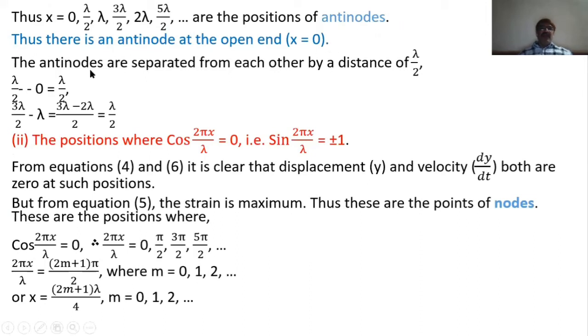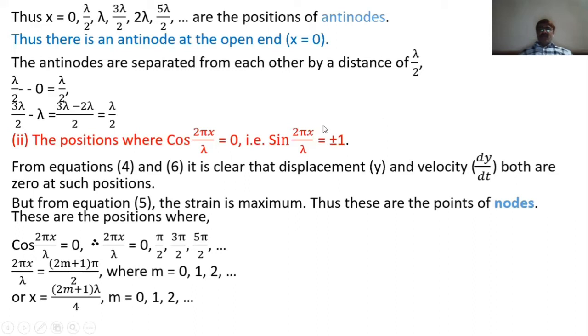Okay, and thus there is an antinode at the open end. So this one thing is clear. Another point is that if we are checking the distance between two consecutive antinodes, it will be lambda by 2 minus 0, simply lambda by 2; lambda minus lambda by 2, simply lambda by 2; 3 lambda by 2 minus lambda, it will be simply lambda by 2. That means antinodes are separated from each other by a distance of lambda by 2.